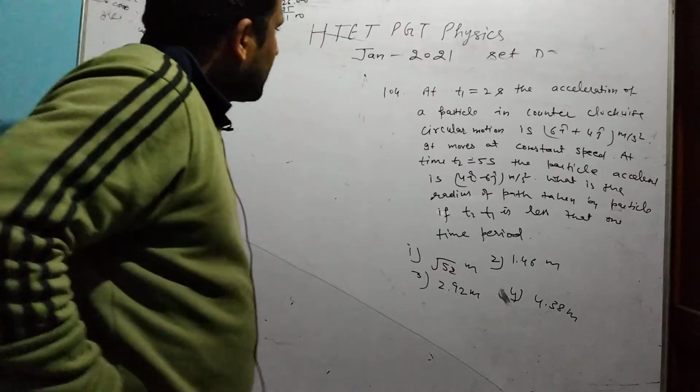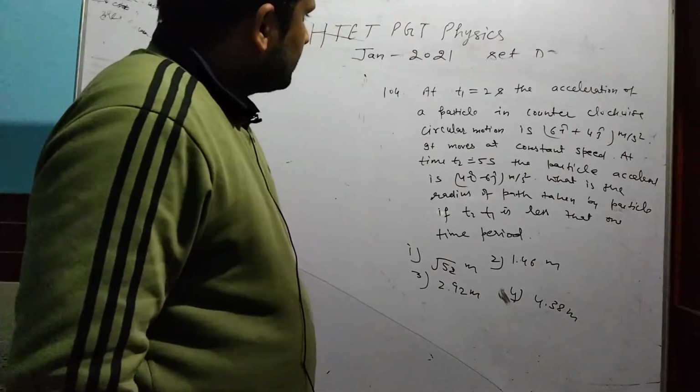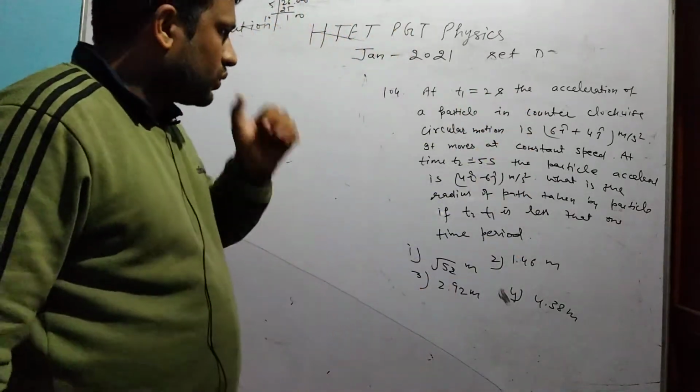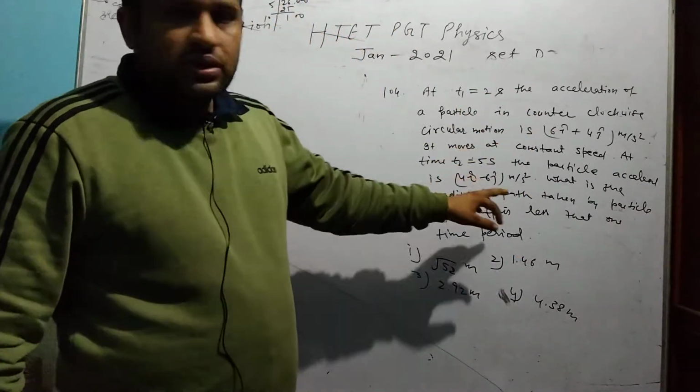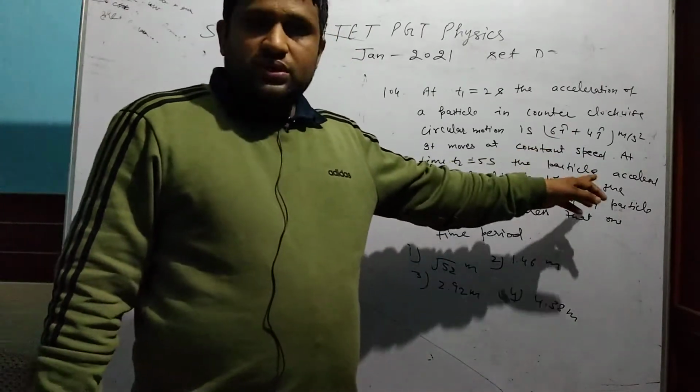Hello students, next question 104. Here the time t1 is equal to 2 seconds. The acceleration of a particle in counterclockwise circular motion is given as 6i plus 4j. It moves with a constant speed.